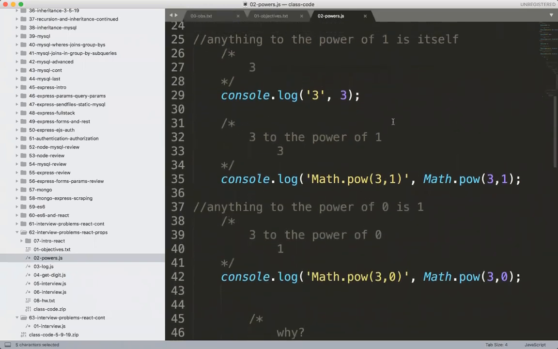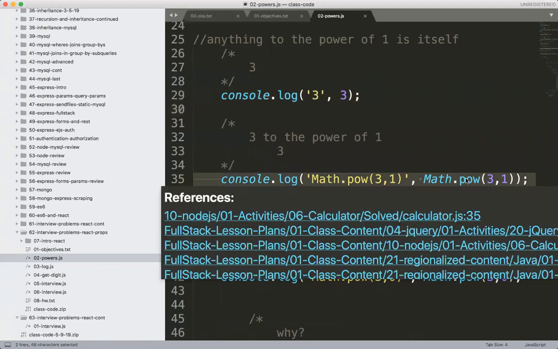And over here, what does this just print out? 3, right? It's going to print out the string 3, and it's going to print out 3 right here. I guess this is a little redundant, but just sticking with consistency. And this is going to be Math.pow 3 to the 1 power. So what is 3 to the 1 power, Nick? 3, yes.